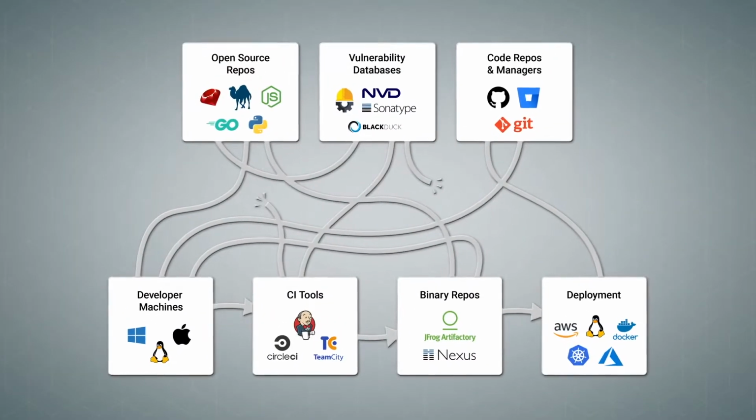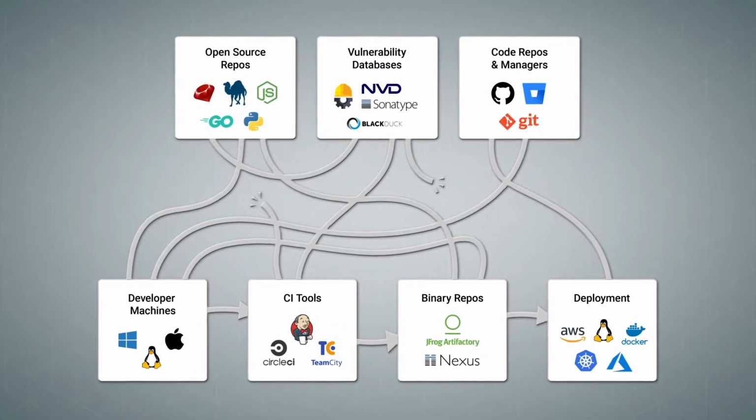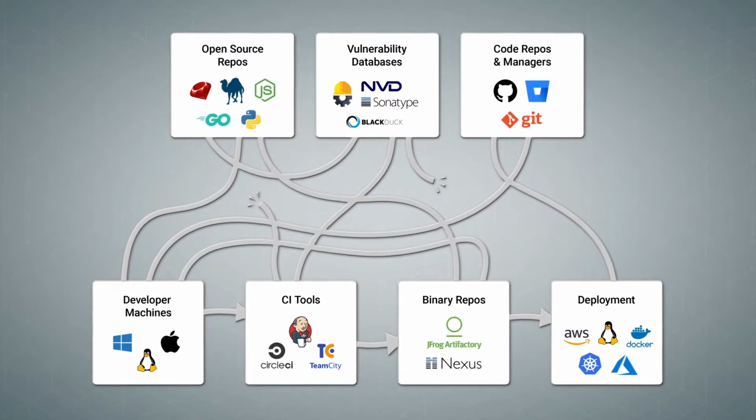To start off with, when you think of the software development process, it typically starts with your dev machine, your CI tools, your binary repos, and then to deployment. Simple, right? Actually, not so simple. Because in reality, you're bringing in various inputs from your open source repositories, your own repositories, your vulnerability databases, and you bring that all into your dev machine, you build your application with your programming language, then you push it into deployment or into production.